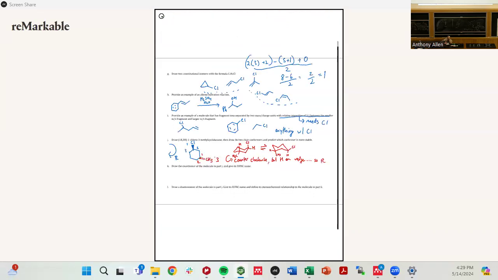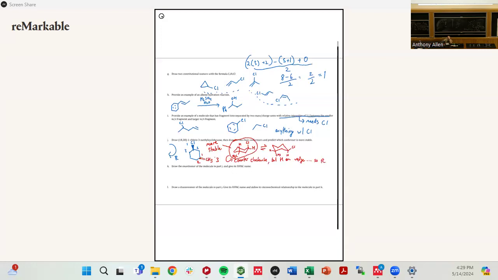Which of these should be more stable? Yeah, the first one. The methyl group is larger than the chlorine group. So this would be a good thing to review: how to draw chair conformers, and do R and S.